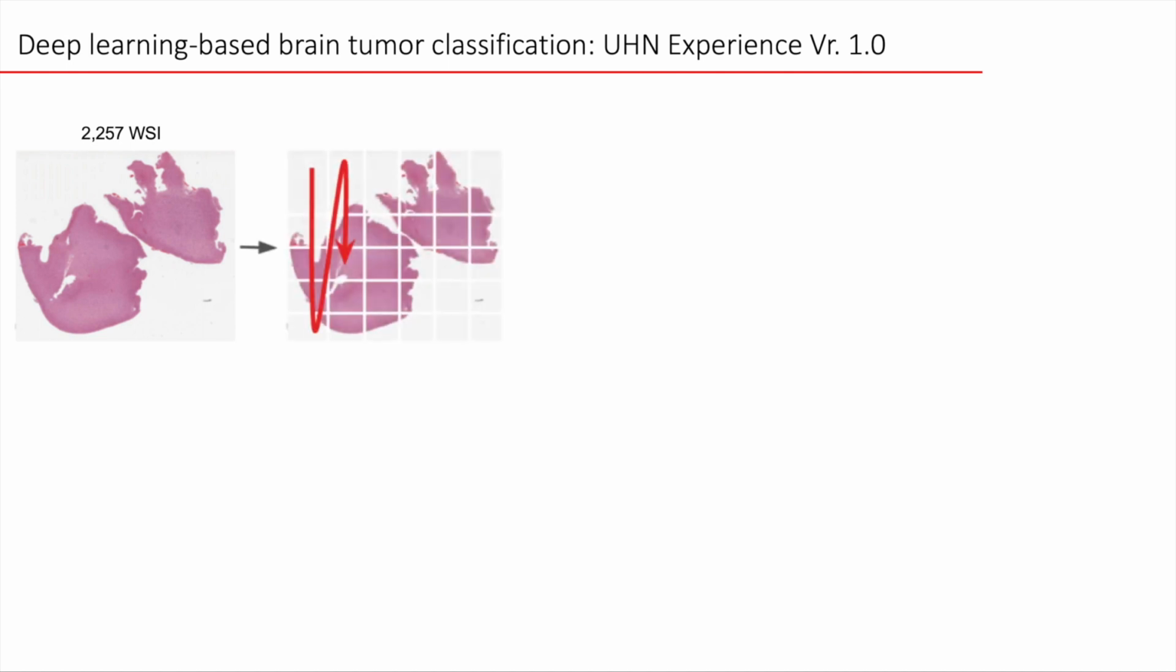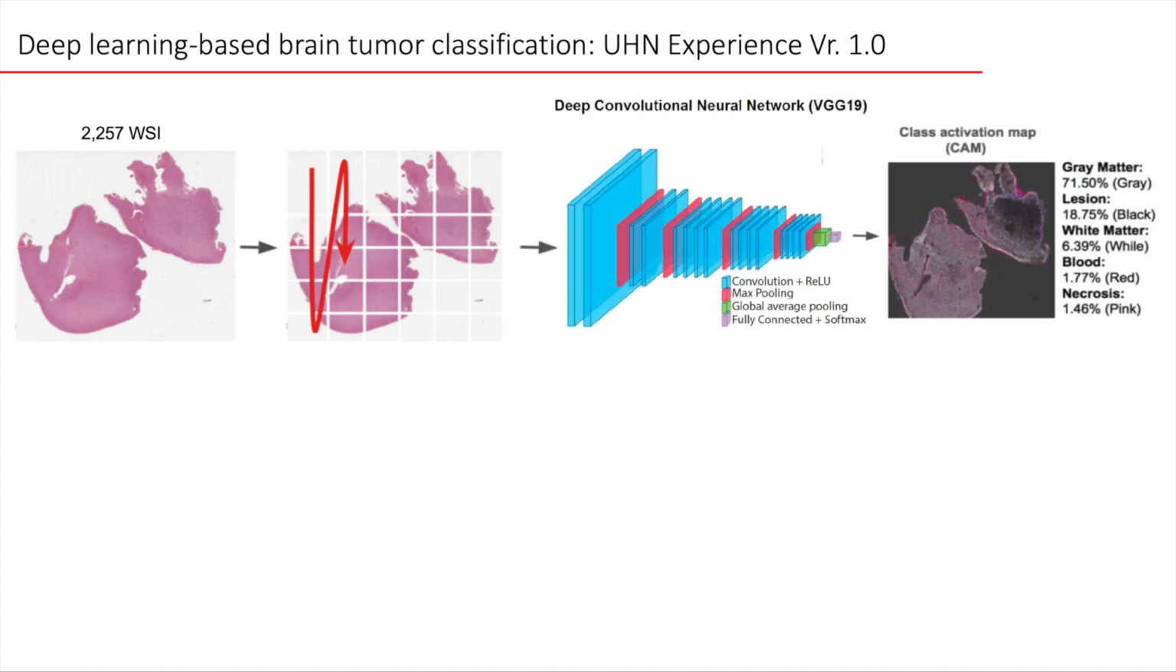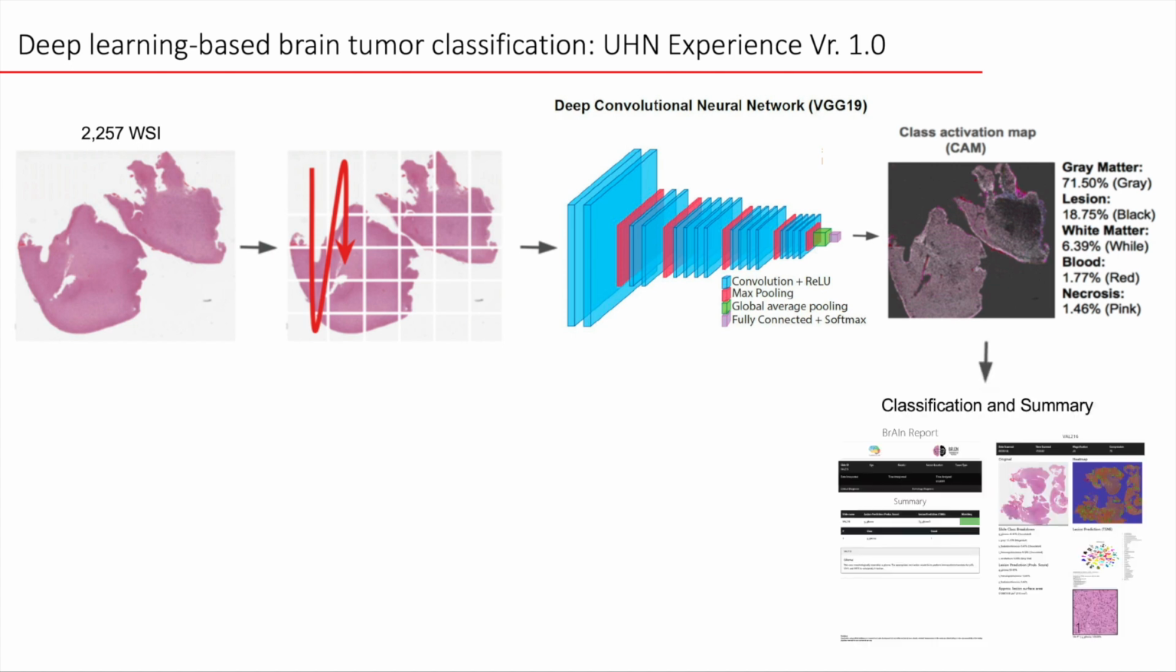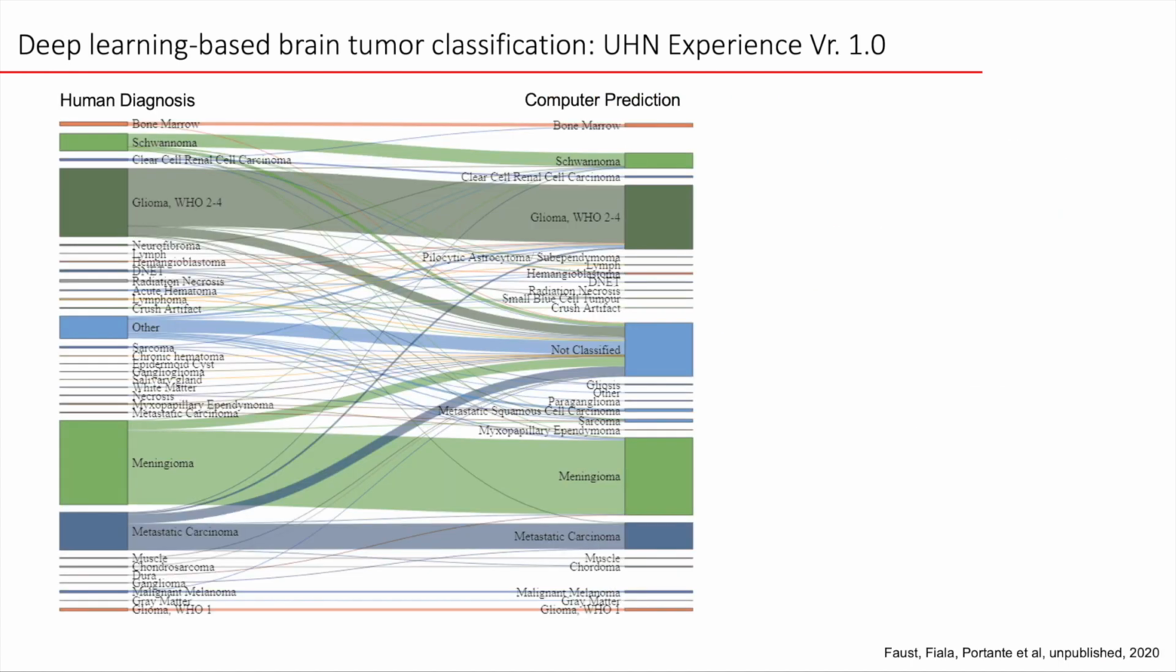And for each case, we're going to break down these slides into these diagnostic 516 micrometer square sections, and then we're going to run those through the neural network, classify them, and then try to localize where the tumor is on this slide. And then once we've identified the lesion, we have a second neural network that takes those lesional slides shown here in black and then tries to classify them and summarize them in a clinically useful way. So we do this with one click of a button for 2,257 slides, and this is what the results look like. This is a plot that allows you to compare the distribution of human diagnoses to computer predictions.